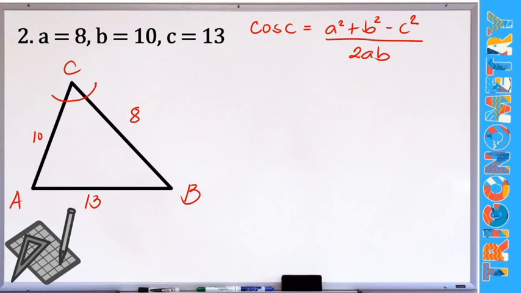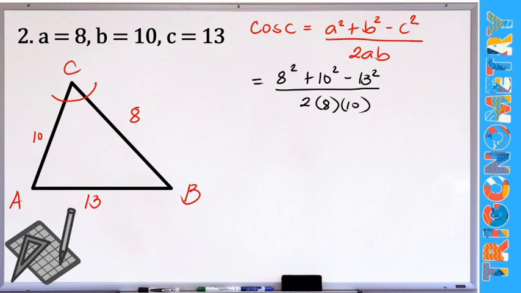Inputting our given, we have A, which is 8, B, which is 10, and C, which is 13, all over 2 times 8 times 10. The computed value of our cosine will be inversed. So take the inverse function after computing, or shift cosine of the answer, and then we're going to have the value which is 91.79 degrees. Okay, so that is for your angle C.